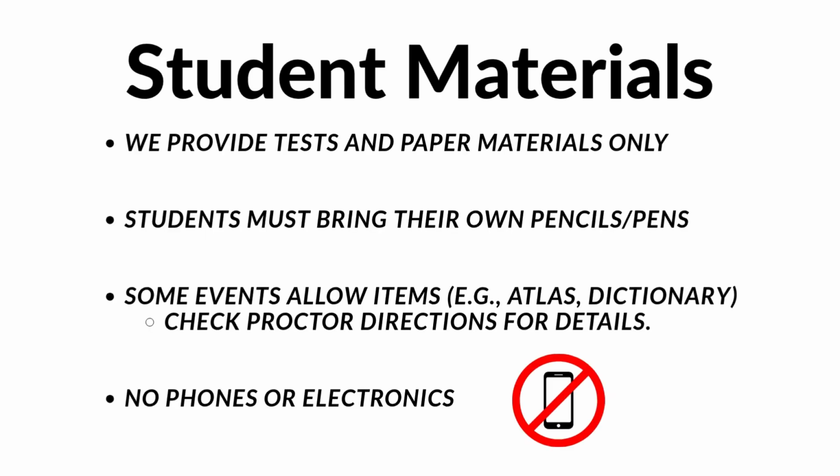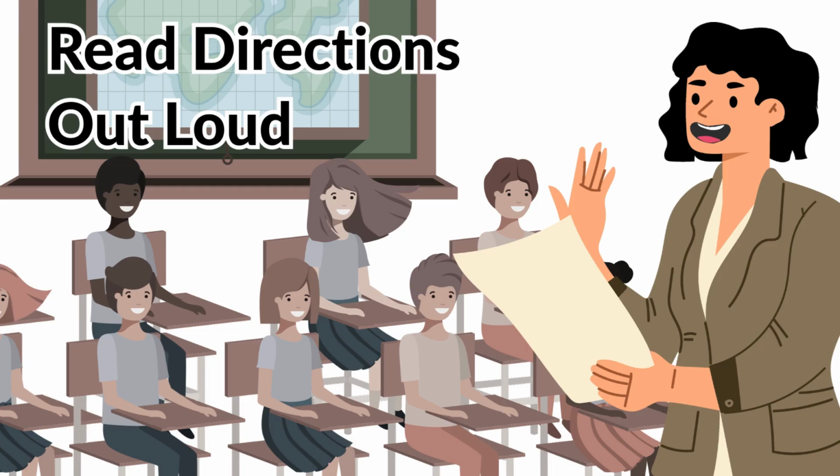We provide only the test, answer key, and any other required paper materials. Students must bring their own pencils and pens. Some events allow extra items, like an atlas for maps, graphs and charts, or a dictionary for dictionary skills. Check your proctor directions for details on what's allowed. Phones and electronic devices are not permitted. While reading the script, you're welcome to add your own style and tone or clarify where needed, but be sure not to skip any important information. This helps make sure all students receive the same directions and understand what's expected.